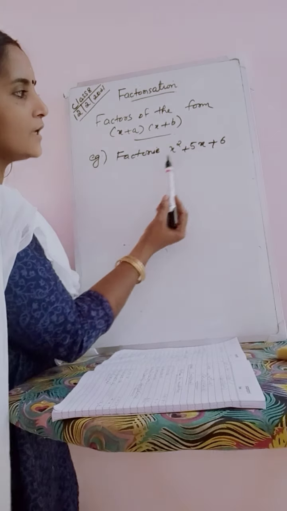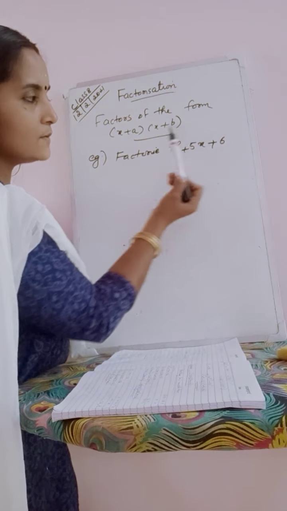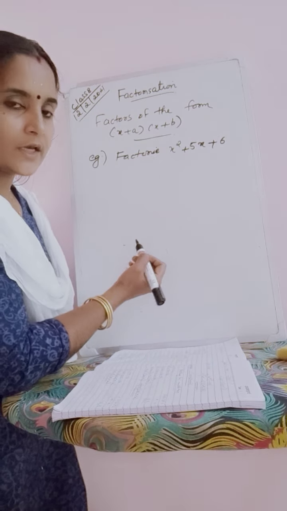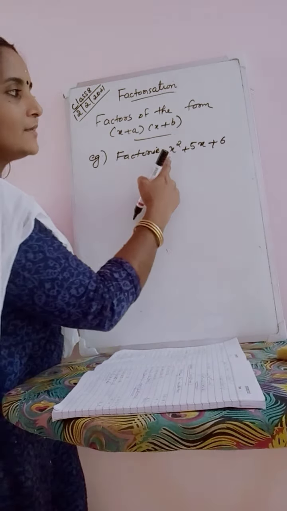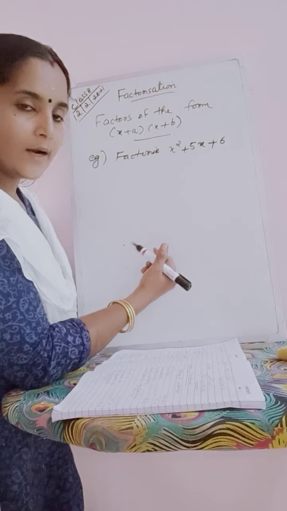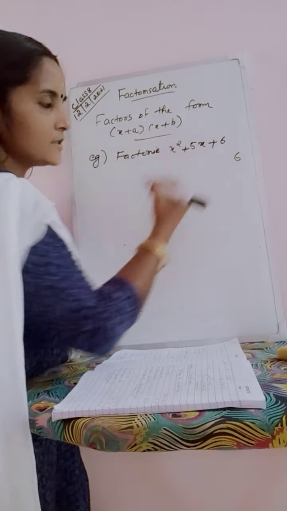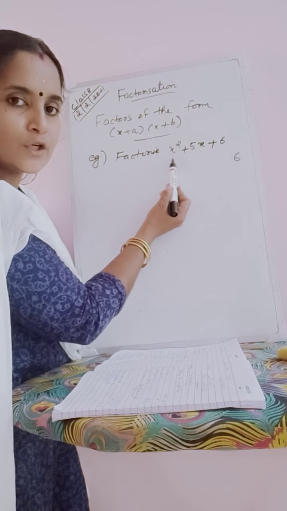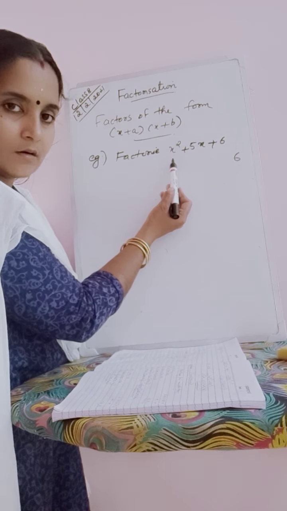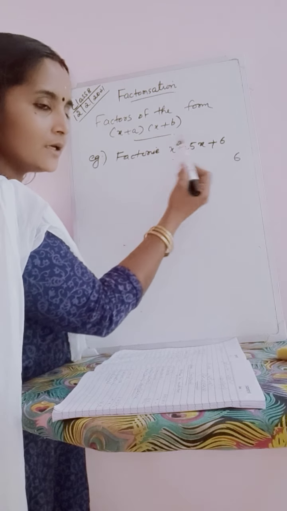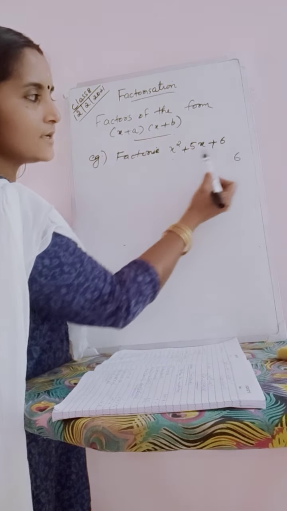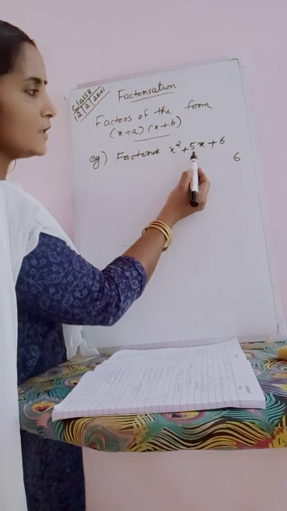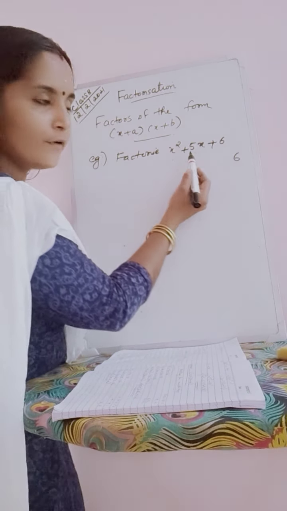First you find out the last term, 6, and the coefficient of x square here, 1. Take its product, 6 into 1. What is 6 into 1? 6. Is it clear? First you find out the constant term and the coefficient of x square, take the product, you get the answer 6. Then you find out the coefficient of the middle term. The coefficient of the middle term is 5.